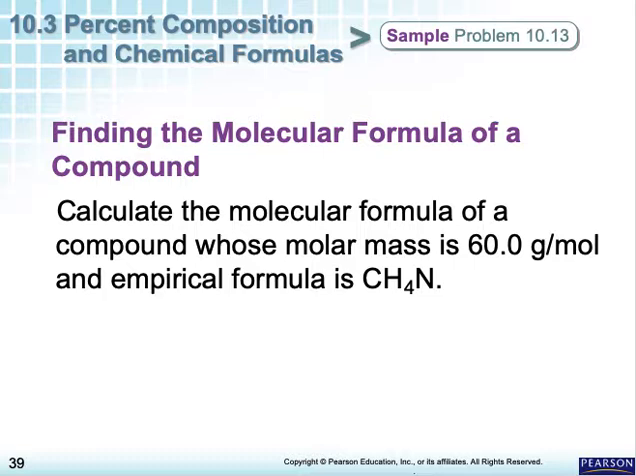Finding the molecular formula of a compound. Calculate the molecular formula of a compound whose molar mass is 60.0 grams and the empirical formula is CH4N. Your first step would be to multiply hydrogen by 4 plus carbon plus nitrogen. Once you get that answer, you would take 60 and divide it by that answer, and that will tell you if it's the same or different. If you get 1, the empirical and molecular formulas are the same. If you get a whole number, then you would have to multiply the empirical formula subscripts through by that number.